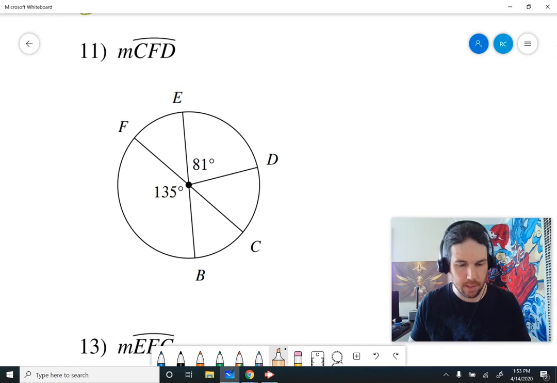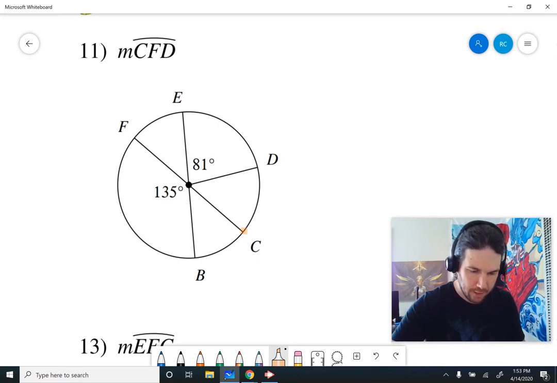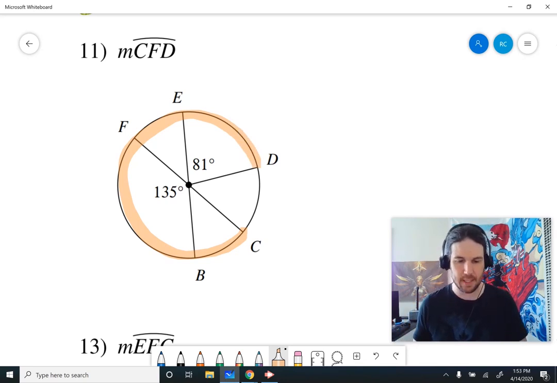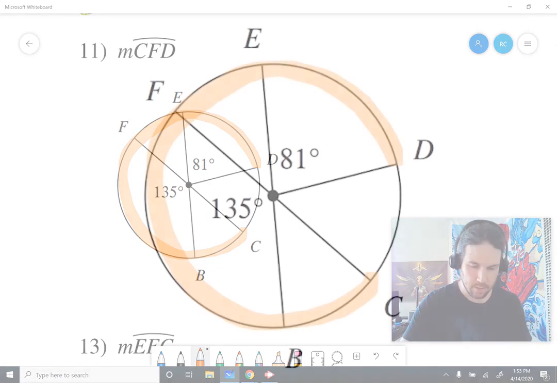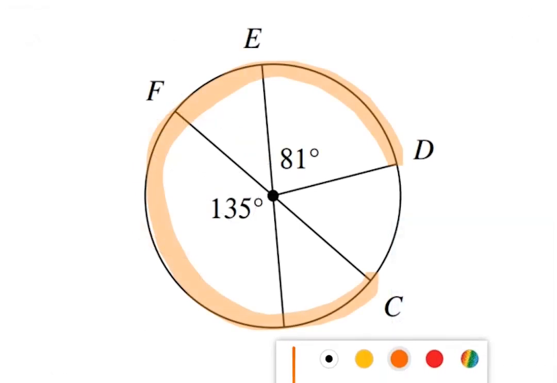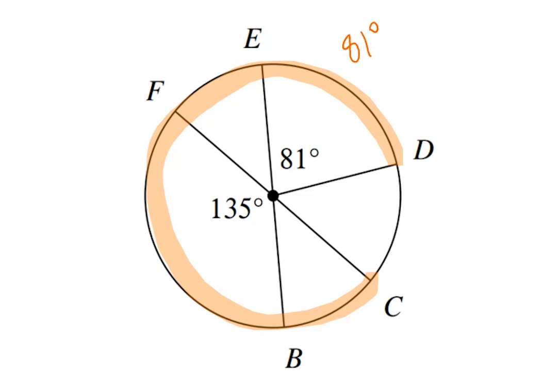Okay, here we are at number 11. We are looking for the measure of arc CFD. So we need to get from C to D, but we need to go through F. So that's this very large arc right there. Arc CFD. And we want to know the measure of that arc. Well, we've got bits and pieces of it, right? We know that this bit is 81 degrees. We know that this bit is 135 degrees.